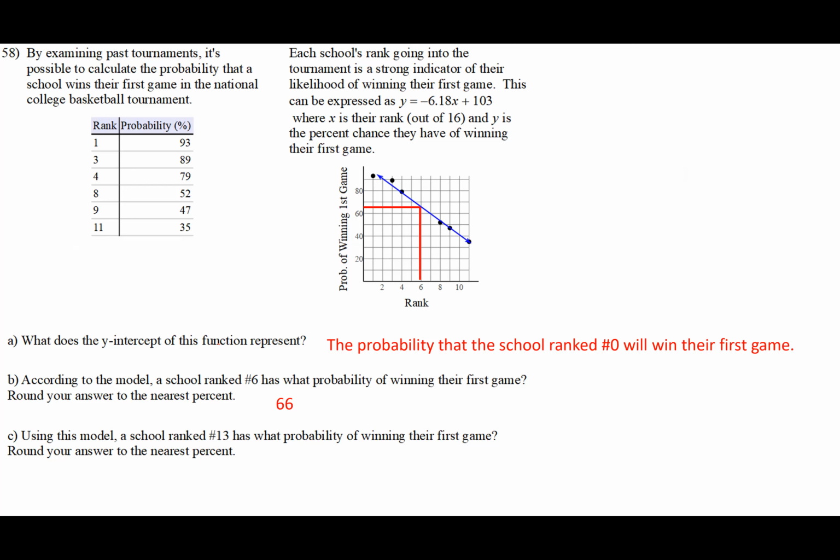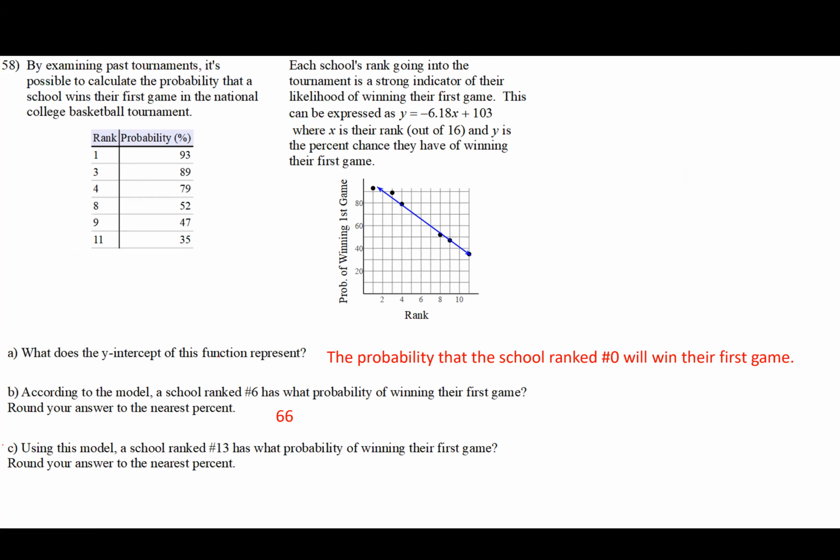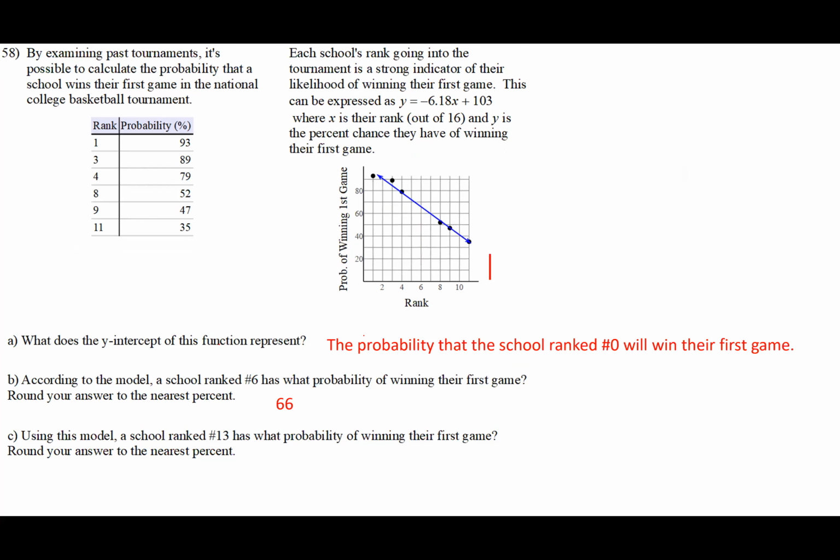Looking at question C. Using this model, all right, so let's erase these red lines from the graph. Using this model, a school ranked number 13. Okay, so number 13 is about here. It has what probability of winning their first game? So that gives me about this number on the left. It's a little more than 20, and I'm going to estimate that to be about 23.